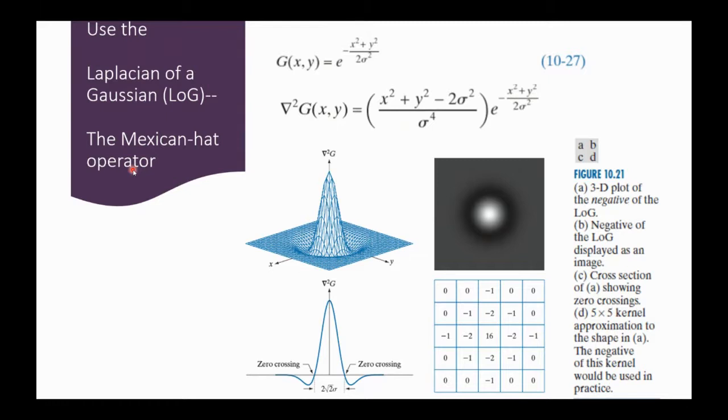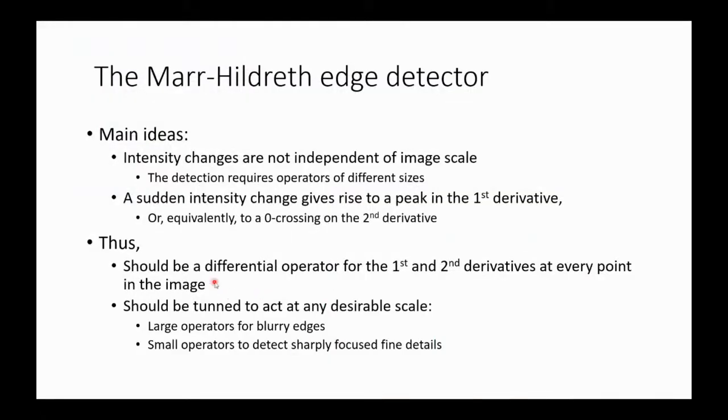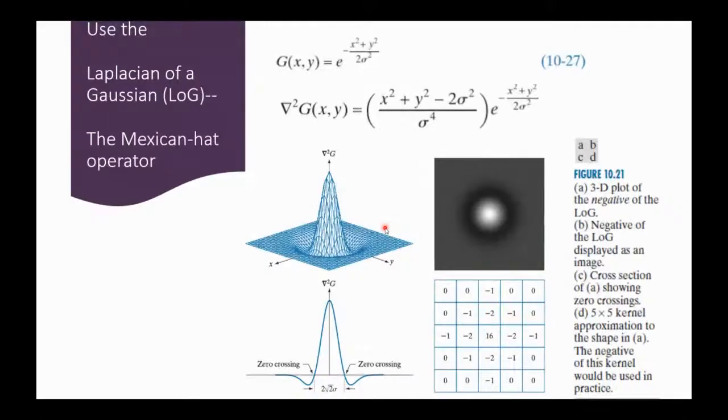And because of this shape here, it has the best of both worlds, as we were wondering. It has a differential operator for the first and second derivatives at every point of the image. It has the zero crossing of the second derivative. It has everything that we want, and on a single kernel. Where did I get this kernel from? That's just a discretization of the Laplacian of Gaussian.